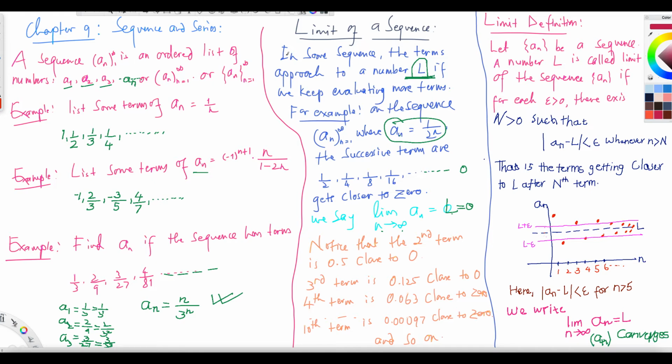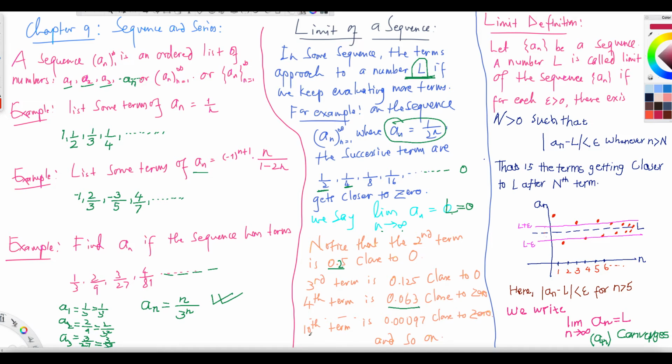And we write limit as n tends to infinity of a_n equals L, and L is the limit. We also call that the sequence a_n converges to L. Notice that the second term is 0.25, close to 0. It is 1/4, which is 0.25, and the third term is 0.125, close to 0. The fourth term is 0.063, so this is just 0.063 distance from 0.